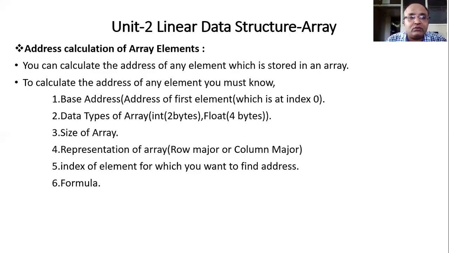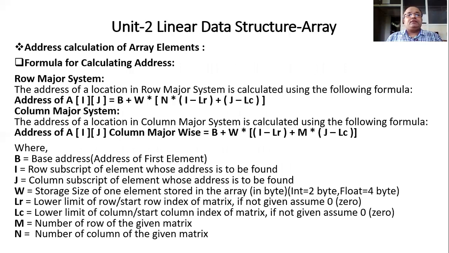Okay, so now here, at first it looks too difficult, but actually it is not that difficult. It is very easy. So the formula for calculating the address, for both the cases, either you can go for a row major or a column major representation. For both we have different formulas, but both formulas have only a minor change. The address of a location in a row major system is calculated using which formula?